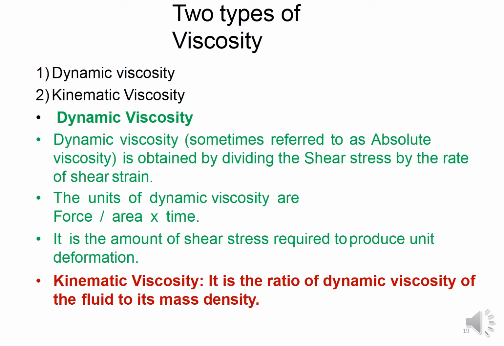So there are two types of viscosity. One is dynamic viscosity and the other is kinematic viscosity. Dynamic viscosity, sometimes called absolute viscosity, is obtained by dividing shear stress by the rate of shear strain. So it is the amount of shear stress required to produce unit deformation. Kinematic viscosity is the ratio of dynamic viscosity to its mass density. So that nu, you are using nu is equal to mu by rho.